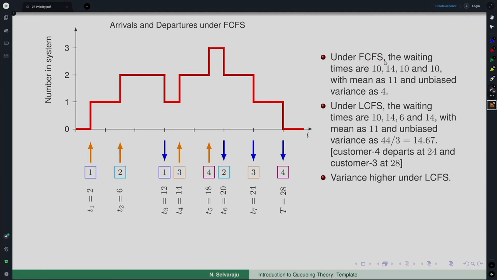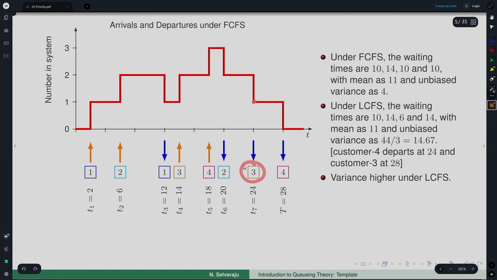Now let us look at what is happening under the last come first serve discipline. It is very easy to see. Of course, the first 2 customers' behavior would not change. But at this point, when 2 customers are there and you are employing the last come first serve discipline, the fourth customer is picked up for service. Irrespective of the customer, you have picked the fourth customer, but he will again have 4 units. So his service will end here, and this is the service duration of the fourth one.